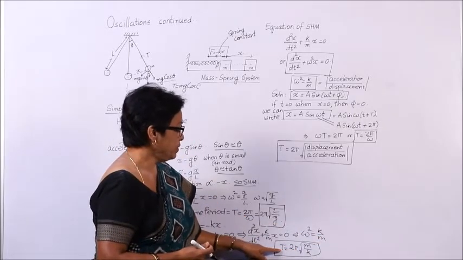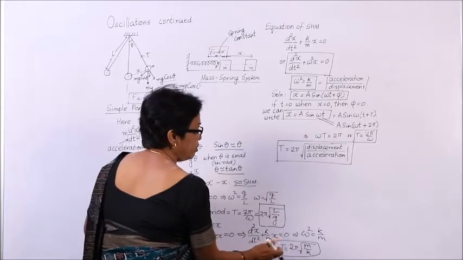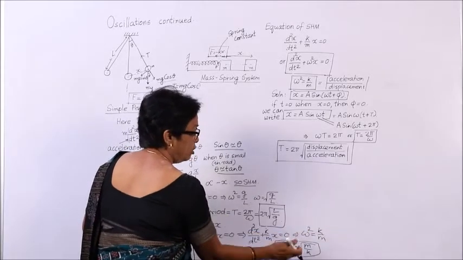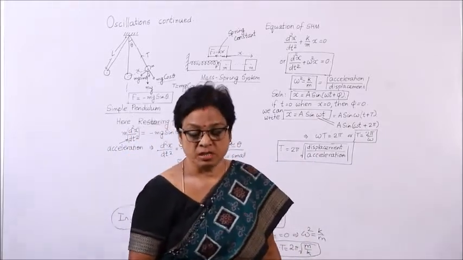So, time period is 2 pi by omega. So, T is 2 pi by omega, 1 by omega is the inverse of the value, so it is 2 pi root over m by k. So, this is the time period of the mass spring method.